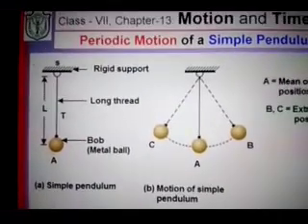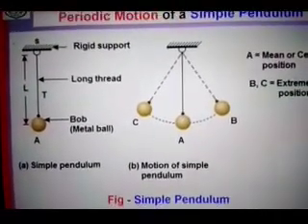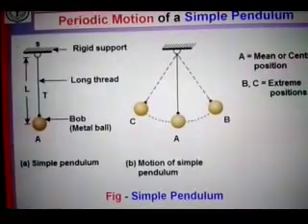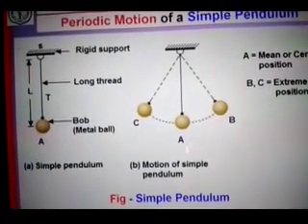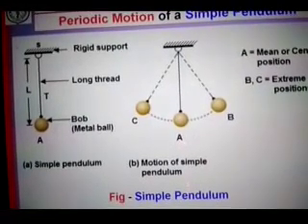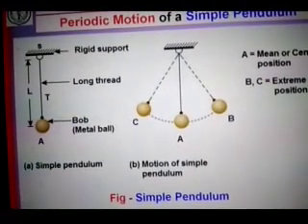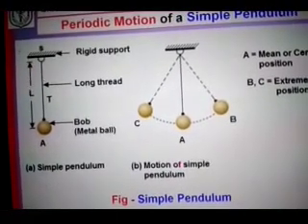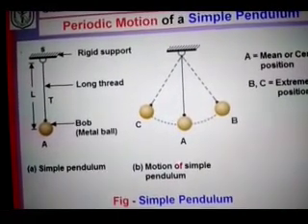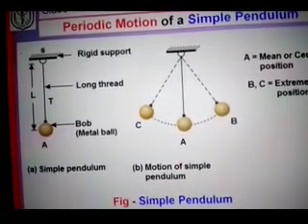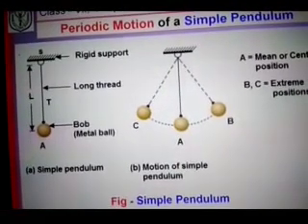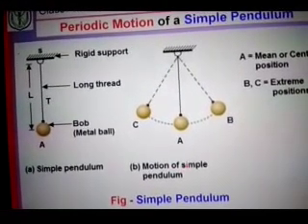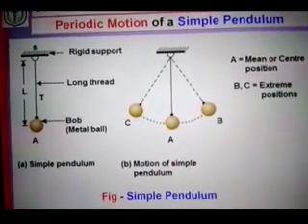Now, what is the meaning of one oscillation? How do we calculate one oscillation? One oscillation means, suppose I start an oscillation from A, then it moves from A to B, comes back from B to C and C to A. Then it is called one oscillation. One oscillation means it goes from A to B, B to C and C to A.